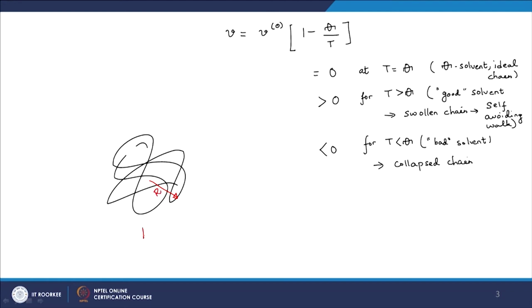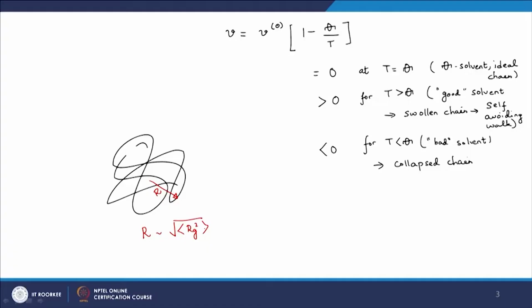You can think of this R being the square root of the mean squared average of radius of gyration, you can also think in terms of end-to-end distance. Frankly, the way the theory is being built does not really go into details about what exactly the size is and how it is defined. It characterizes, I would say, a characteristic size of the chain and how it is changing with solvent.